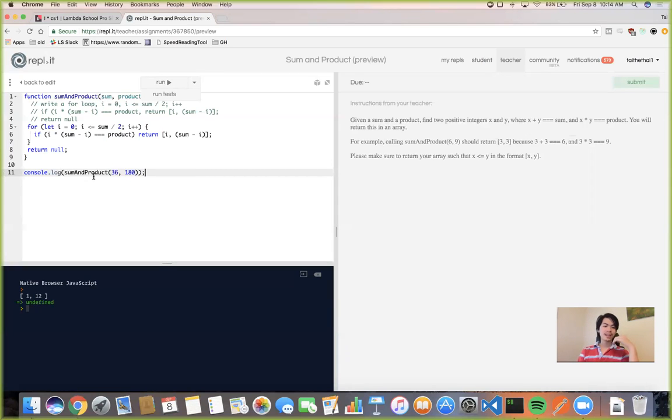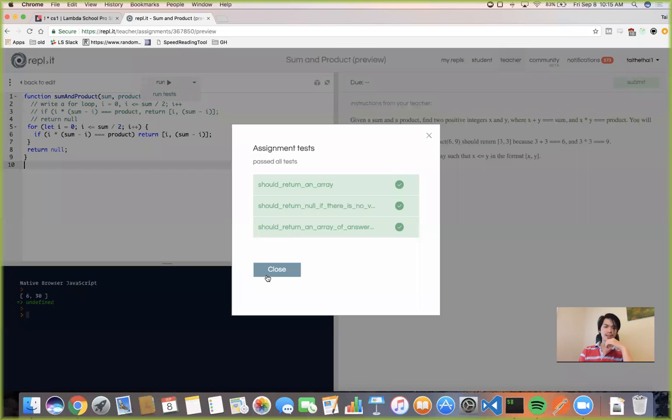So, all right, last part here. 36 and 180 should be 6 and 30 because 6 times 30 is 180. 6 plus 30 is 36, right? So if we run it, we get 6 and 30. So theoretically, this should pass all my tests. So I wrote this as a brute force method, but if you know math, apparently like Julian does, he figured out how to do it with the quadratic method, so he actually would have a better time.